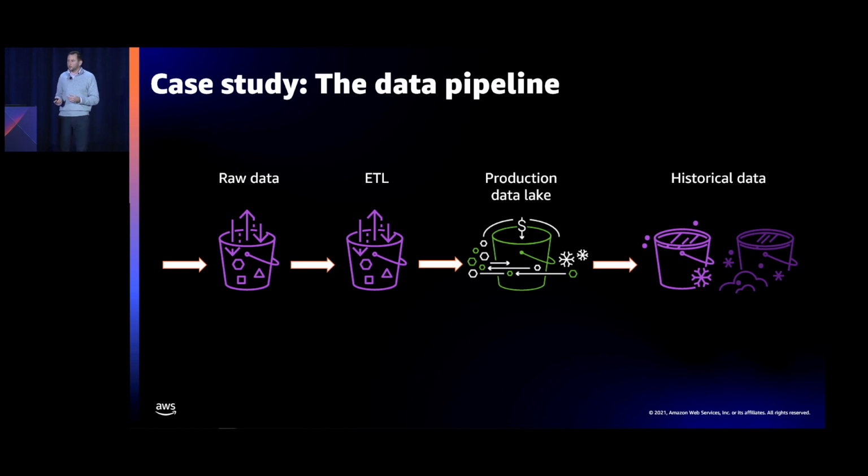From an S3 point of view, they first loaded their raw data from their Kinesis stream, transformed it, and then made it available to their analysts in their production data lake. They kept this data around for long periods of time, making this historical data as it aged. As we look at this case study, we're going to look at how they optimize for both performance and cost for each stage.